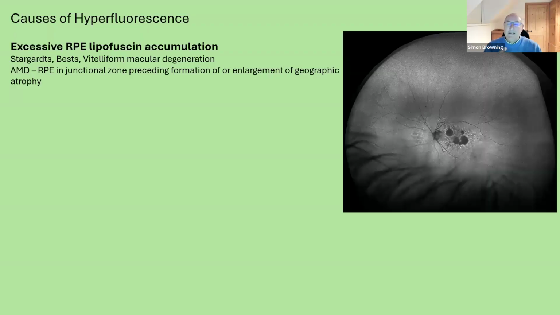So causes of hyperfluorescence. This is the excess RPE lipofuscin accumulation. So you've got very obvious ones that are reported: Stargardt's, Best's, and vitelliform macular degeneration. You often see hyperfluorescence there. And then with macular degeneration, I'm going to look at that in a bit more detail in a moment, but with macular degeneration, you get hyperfluorescence around geographic atrophy areas. And these are important, and I'll come back to that in just a second.